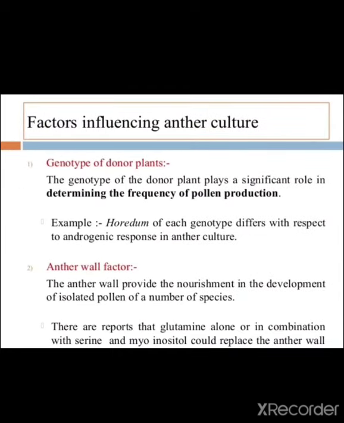Various factors influencing anther culture. The first one is the genotype of donor plant. The genotype of the donor plant plays a very significant role in determining the frequency of pollen production. Second is the anther wall factor. The anther wall provides nourishment in the development of isolated pollen of a number of species.